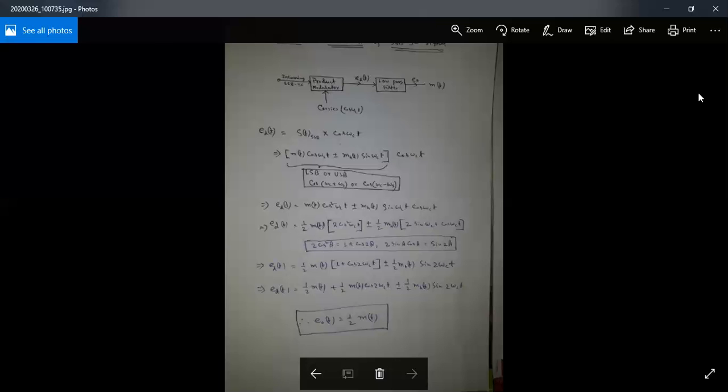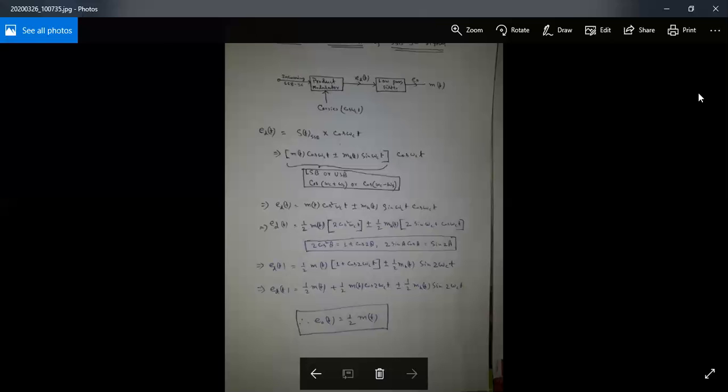Now the simple multiplication of the SSB-SC modulated wave with cos omega_c t, and the outcome will be m(t) cos square omega_c t plus minus m_h(t) sin omega_c t into cos omega_c t.